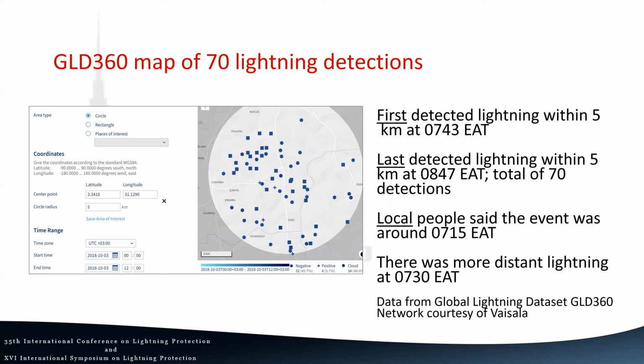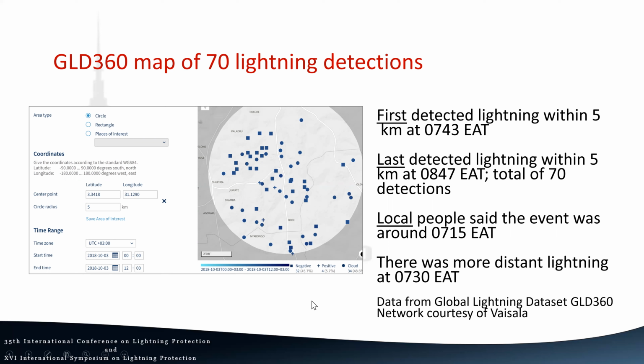So we went to the Global Lightning Dataset GLD 360 network that Vaisala operates, and we did not detect lightning at 7:15 or so. There was more distant lightning at 7:30, so I think that shows there was some imprecision on the part of the witnesses. There simply was no lightning detected.